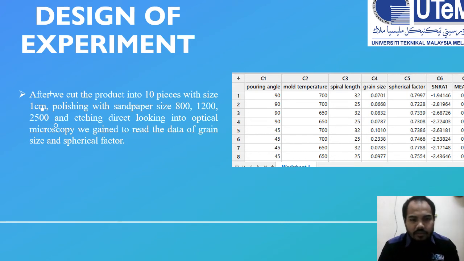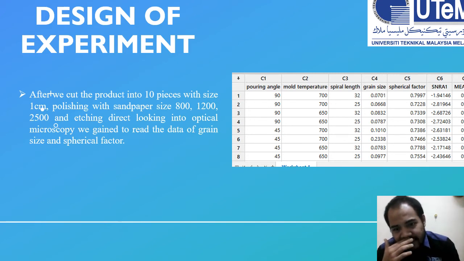I would like to explain the design of experiment, DOE. After we cut the product into 10 pieces with a size of 1 cm, polish with sandpaper and etch, we look directly into the optical microscopy, and we can read the data of the grain size and the spherical factor. As you can see, we have 8 trials, 8 specimens, and 3 parameters: pouring angle, mold temperature, and spiral length. These two variables are grain size and spherical factor. The first attempt of the spiral channel was 32 cm, with a pouring angle of 90 degrees and a mold temperature of 700 degrees Celsius.